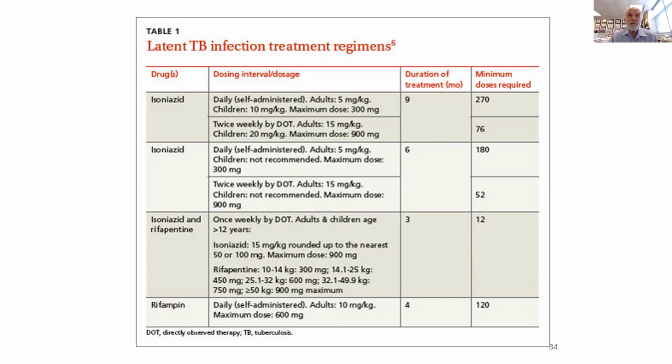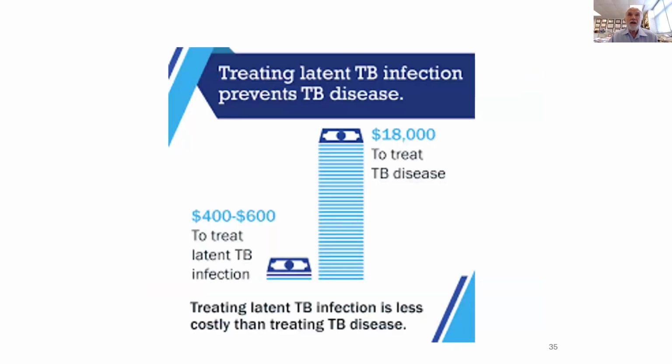Next slide. And by treating latent TB, you see what the cost is. $400 to $600 for latent TB versus $18,000 to treat active TB. Next slide.